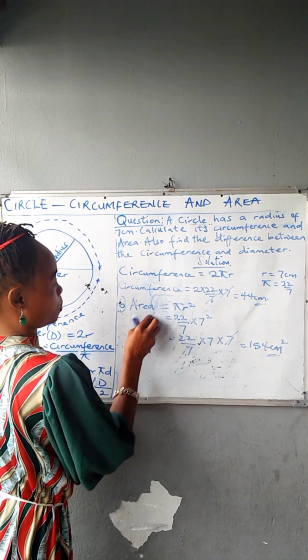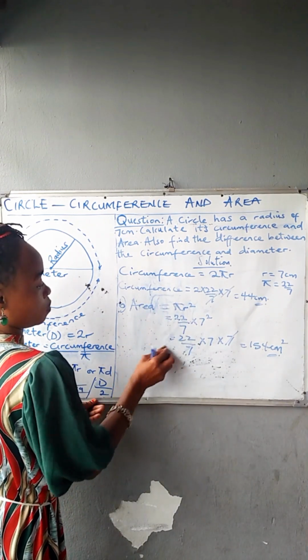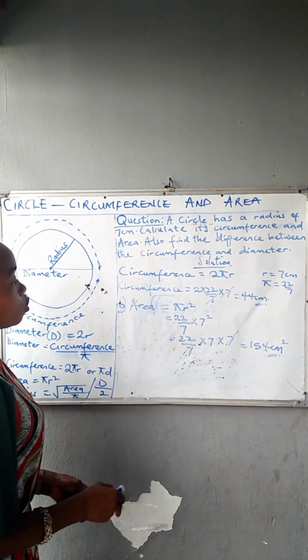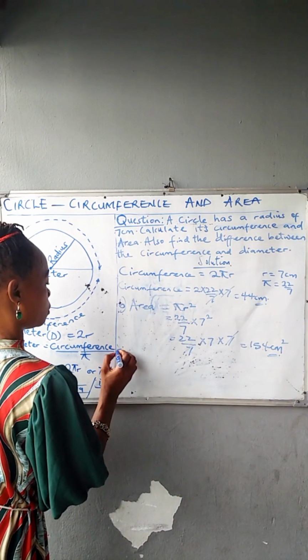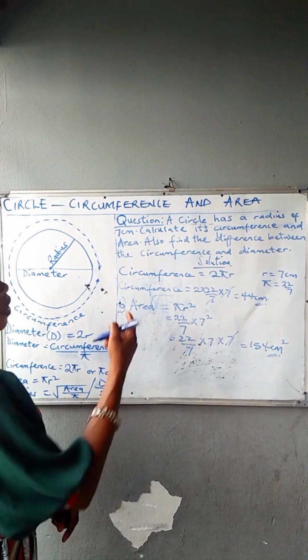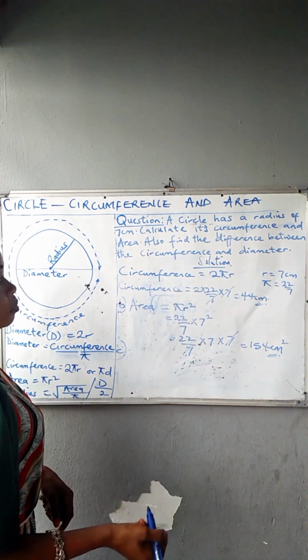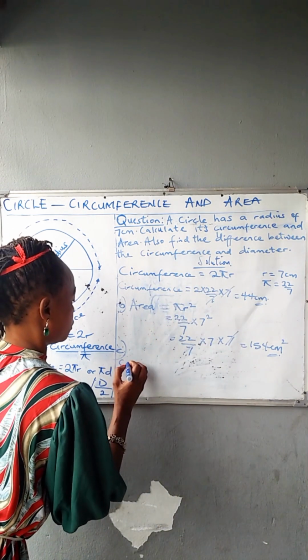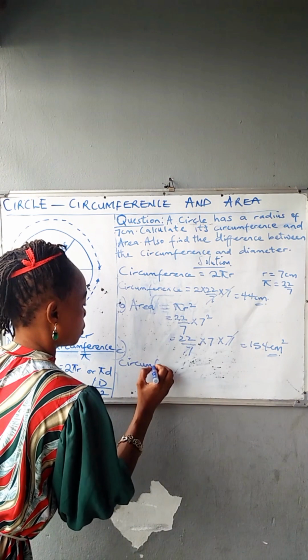Let me clean this properly so that the area will be clear. So now, our C part. The C part says, find the difference between the circumference and the diameter.